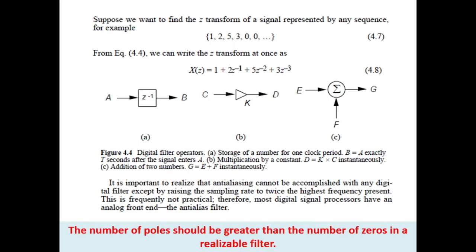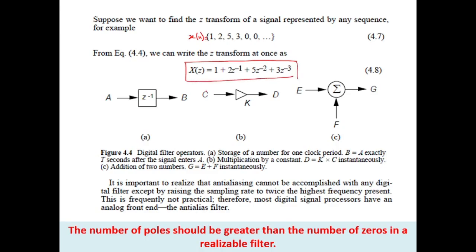Now suppose we want to find the Z transform of a signal represented by any sequence. Say, for example, we are given this input x(n) equals 1, 2, 5, 3, 0. Over here, if we apply the Z transform, we get this.